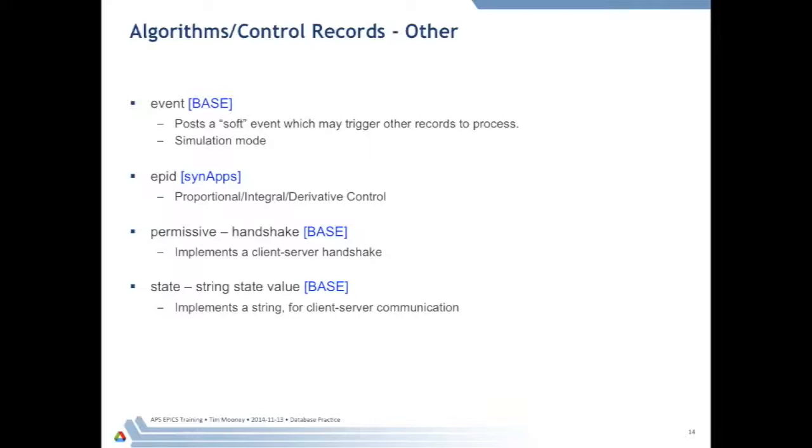The EPID record is for proportional integral derivative control loops. It's a fairly specialized record, and I don't think I can get into enough of the details to make it worthwhile. The permissive record I actually don't know anything about. I've never used it. And I also have never used the state record. But it's clear somebody wrote these for client-server communication, for communication between a client and a server. So if that's something that you need to do and the other available records don't seem suitable, you might want to look at that.